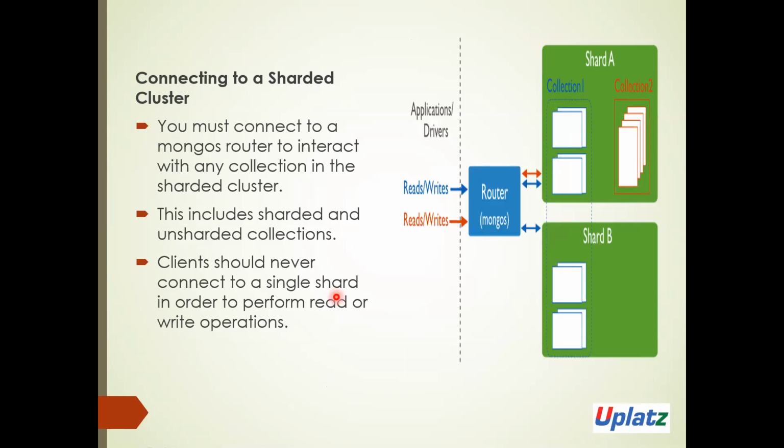So basically, how can we do that? For that, we need to include the sharded as well as unsharded collections, and then, with the help of a Mongo router, we need to do a read or write operation. For that, we need to create an application. In that application, with the help of a driver, we interact with that Mongo router, whether we need to perform a read or a write operation.